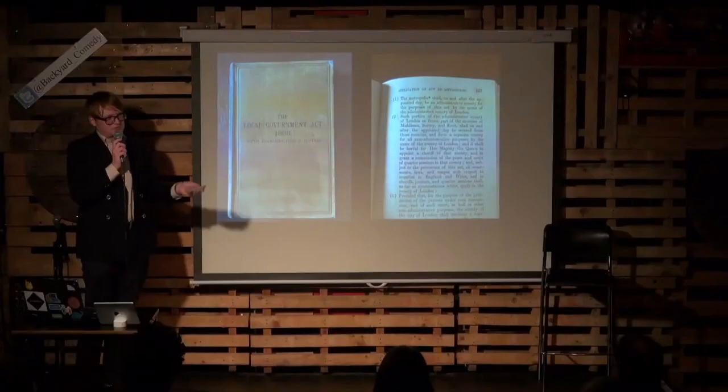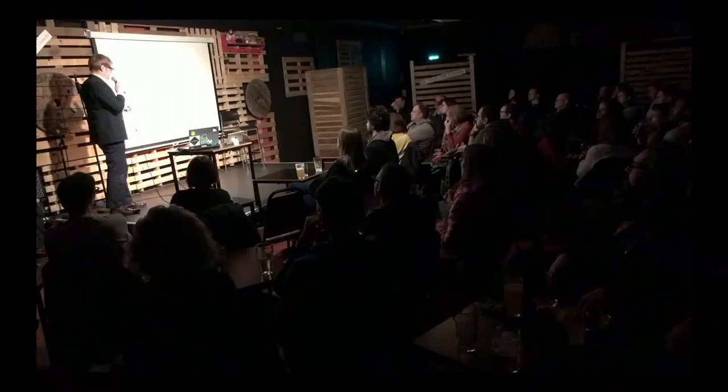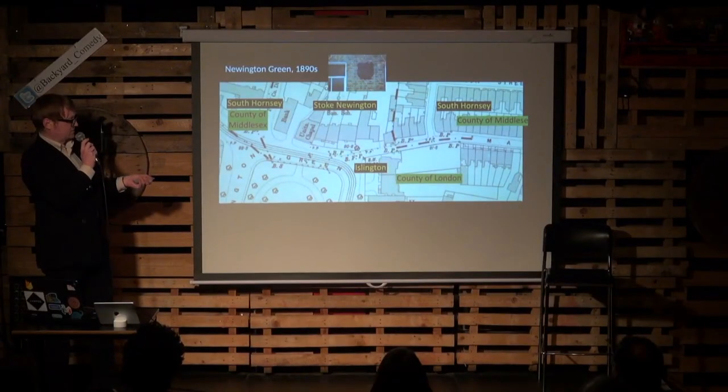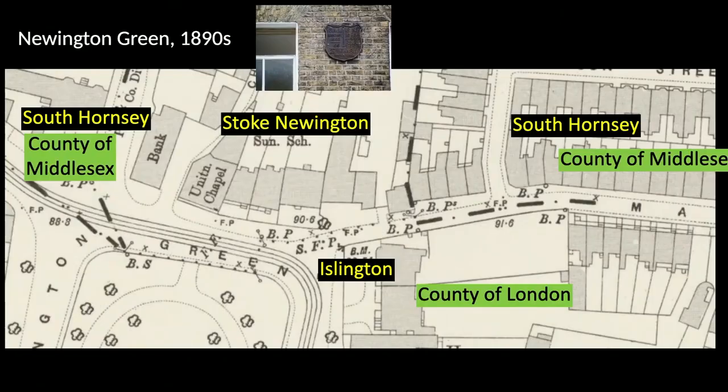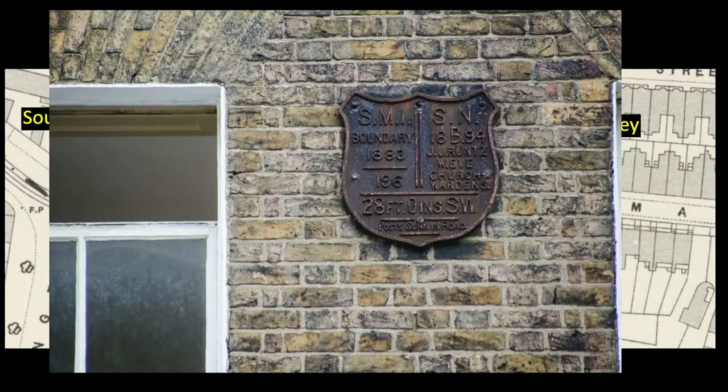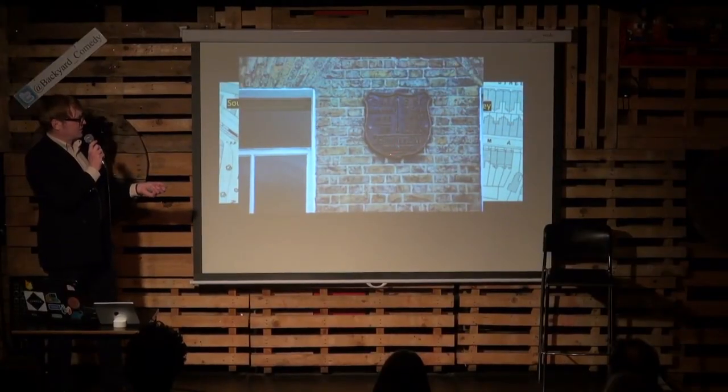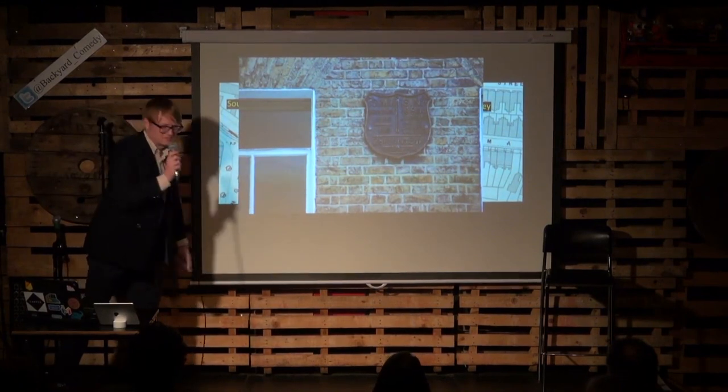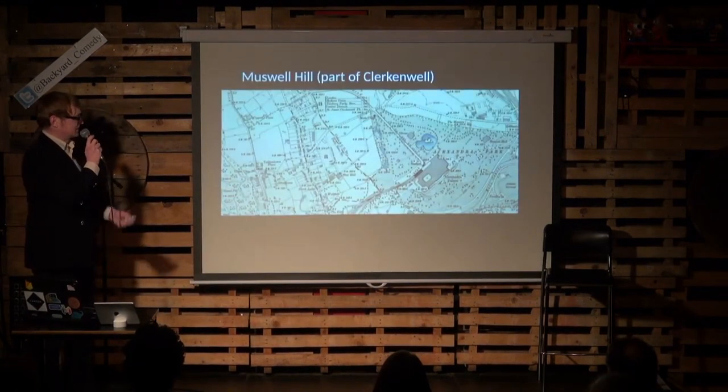Okay, in 1889, the County of London was created, and because of the exclaves, that created a funny situation, where you had a county boundary, this is Newington Green, running through houses and different parishes meeting here. So within a minute, you could walk through the county boundary into Stoke Newington, Islington, back to Hornsey, and so on. This boundary marker is still there. If you want to see it, SMI, as you've already learned, stands for St. Mary Islington, SN Stoke Newington, indicates that 28 feet from this plate, you've got a post-sunken road. They're not there anymore, but the boundary marker still is.